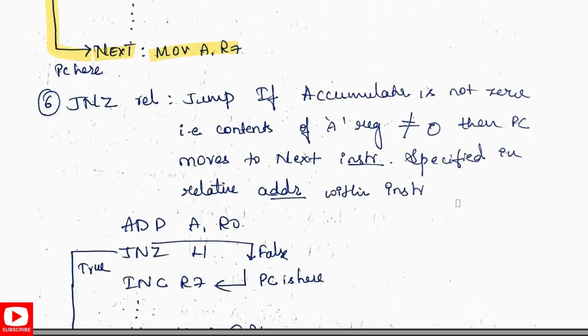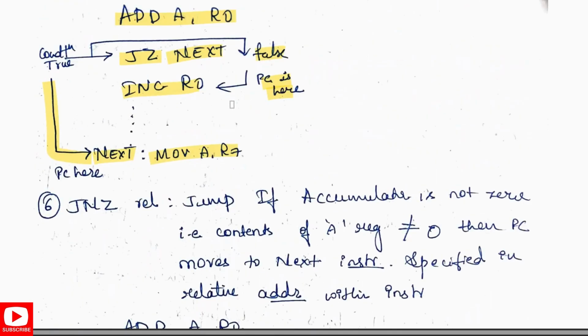So next is JZ. This is jump if equal to 0. If the sum in A is 0, then it will go to the next. If it is not 0, it will directly go to increment R0.